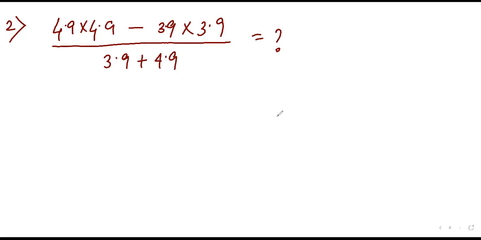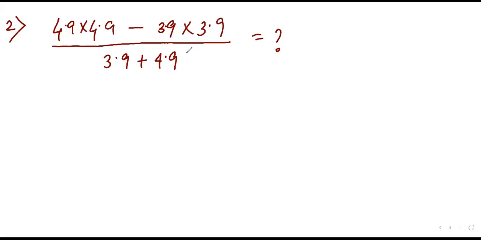See, this is another example, and we can solve this example using the algebraic formula on squares. How? In the given expression there are mainly two parts. One is the numerator, which is above the line, and another is the denominator, which is under the line. And in the numerator there are also two parts, 4.9 into 4.9 and 3.9 into 3.9.